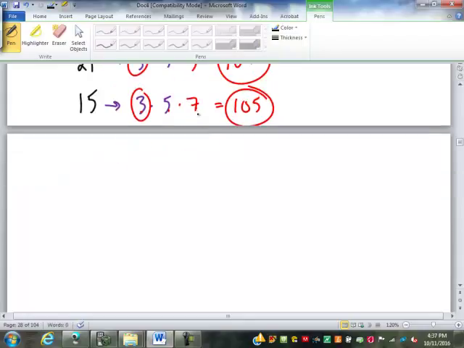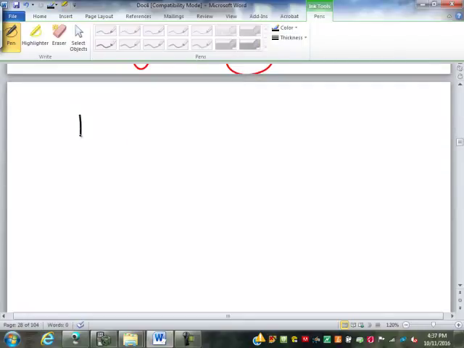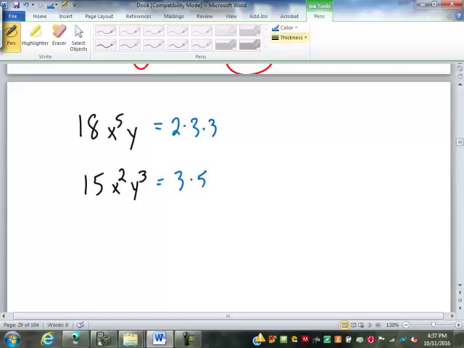If we throw variables in there, 18x to the 5th y and 15x squared y to the 3rd. I can factor the numbers. 18 is 2 times 3 times 3. 15 is 3 times 5. They have a 3 in common. What's the top need? 5. What's the bottom need? 2 times 3. Good.